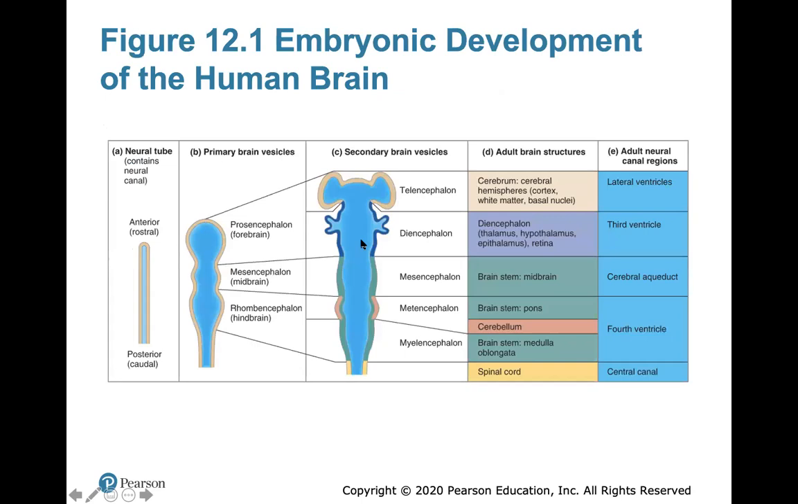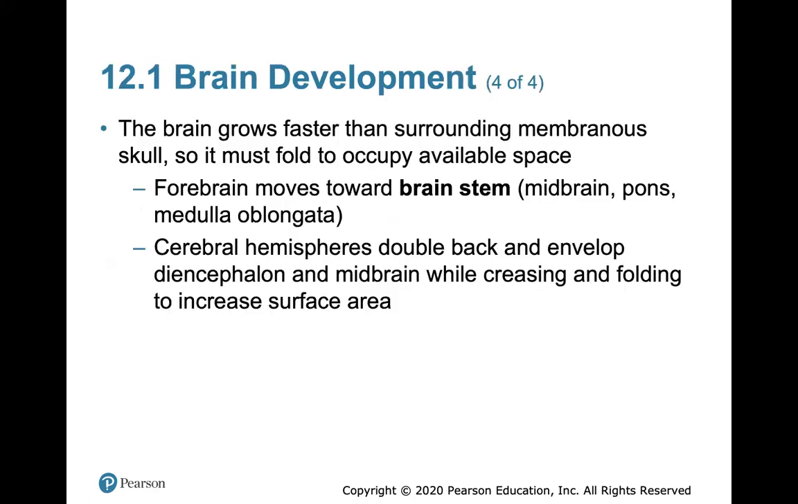And this is just looking at how, during embryonic development of the human brain, the neural tube eventually turns into vesicles, which eventually turn into five secondary vesicles and then the adult brain structures. I don't think I ask you too many details of this, but it's just interesting to note and see how the brain does develop in the womb.